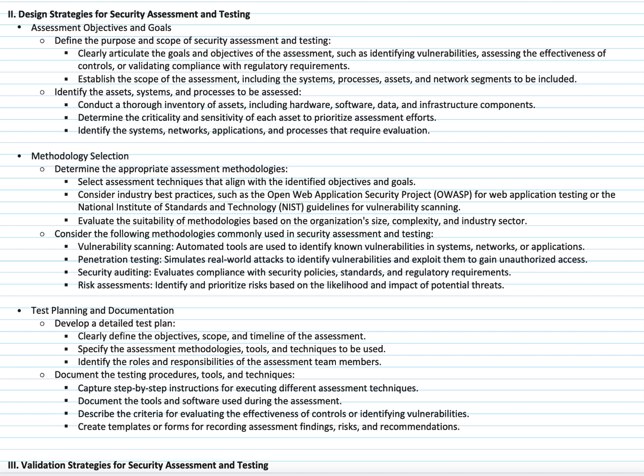Now, you need to consider the following methodologies that are used in assessments and testing. So again, we have vulnerability scanning, we have penetration testing, we have security auditing, and we have risk assessments. So the vulnerability scanning, again, these are automated tools used to identify known vulnerabilities within the systems.